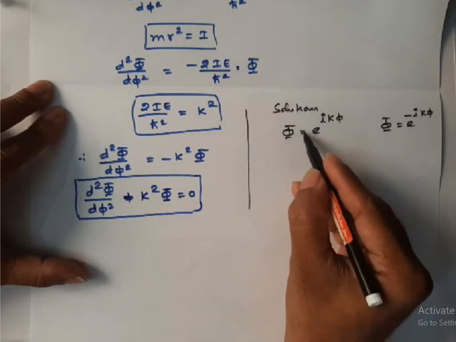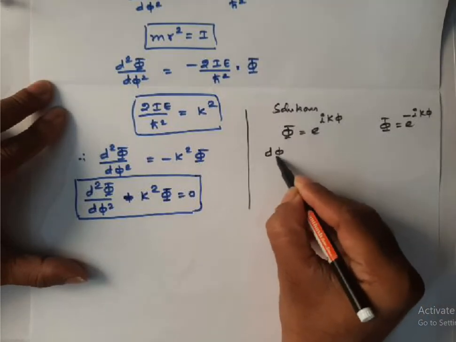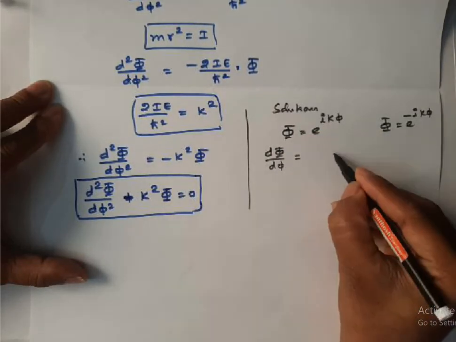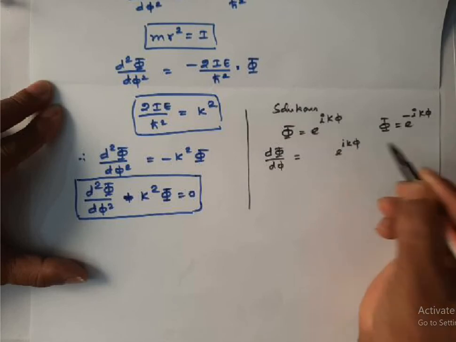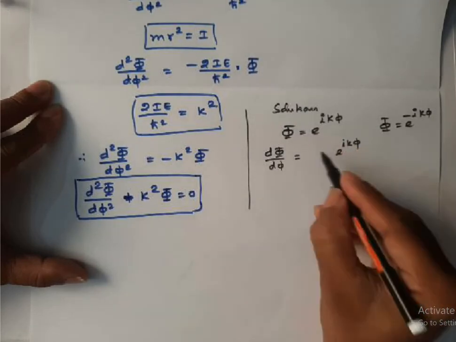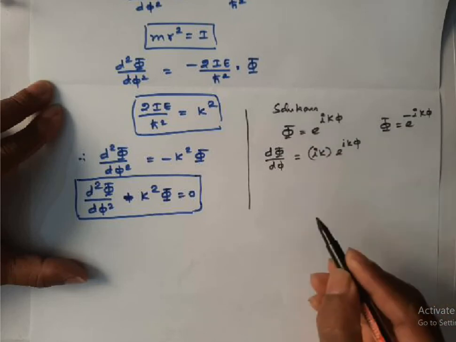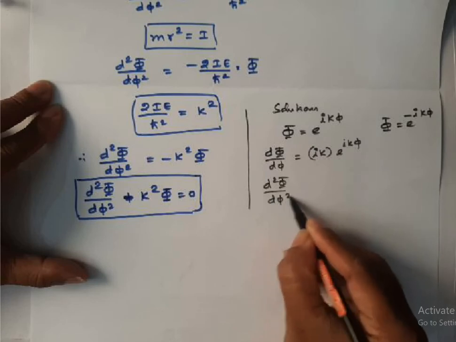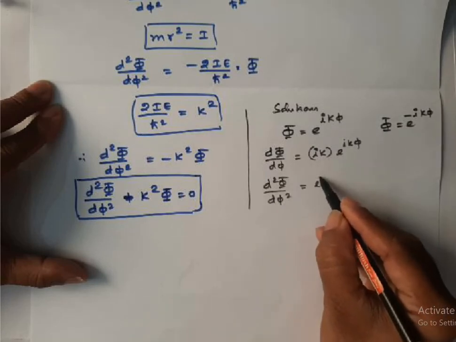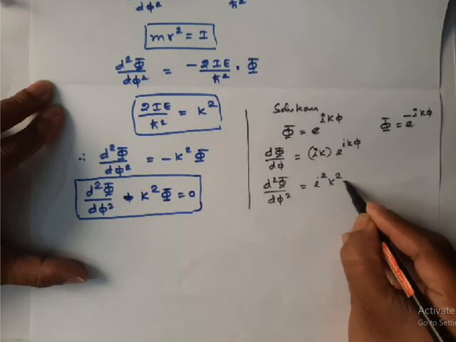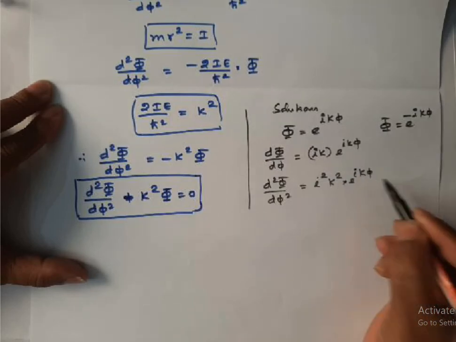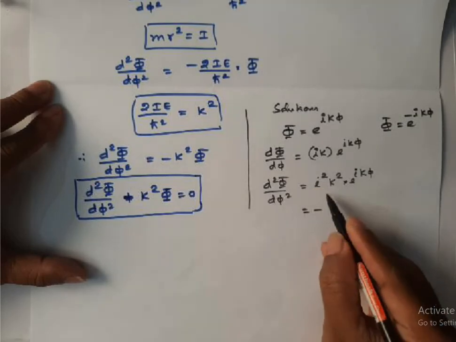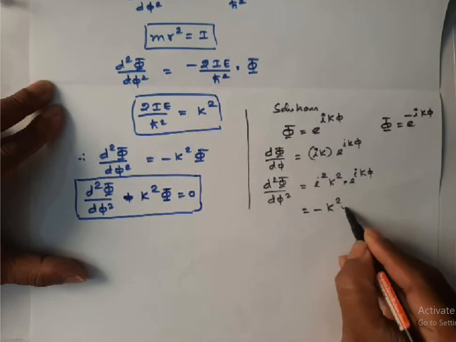Say, I'll take this one. If I differentiate this, I'll get d Phi by d phi equal to e power i k phi, since differentiation gives e power i k phi only, and the coefficient of phi is ik, so I'll multiply this by ik. Then differentiate another time. D square Phi by d phi square equal to i square k square e power i k phi again. What is i square? i square is minus 1. Minus 1 into k square is minus k square. And what is e power i k phi?